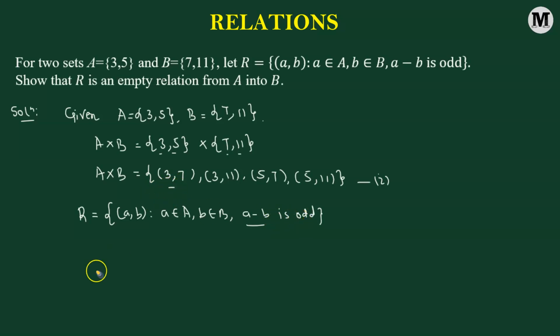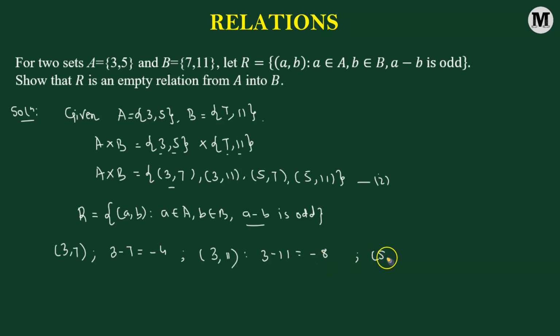So let's say we start with the ordered pair (3, 7). What does it give us? Here 3 minus 7 is equal to -4. This is not an odd number, this is an even integer. So we're not going to pick up this ordered pair. Next, if we pick up (3, 11), that means we have 3 minus 11, which is -8, and that's also an even integer. We're going to skip this one.